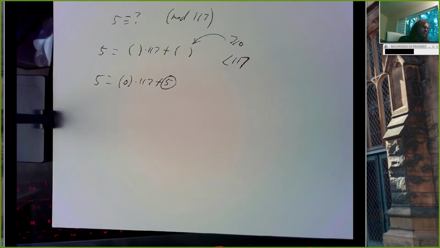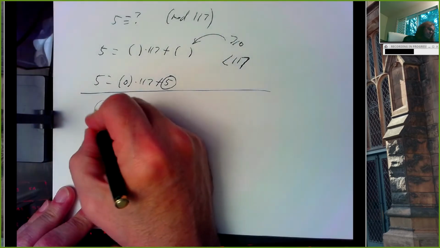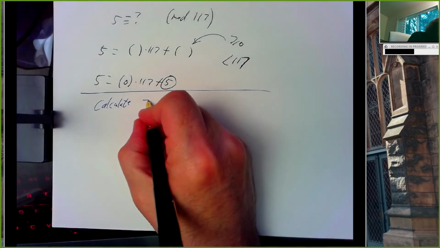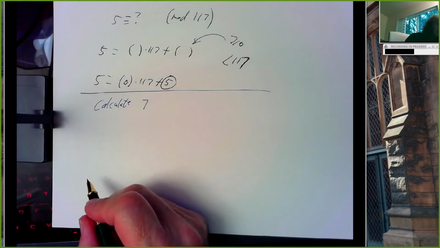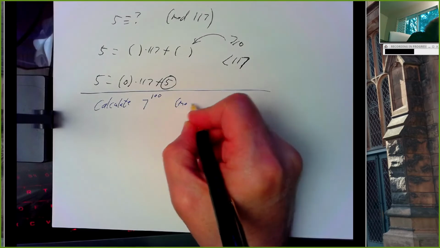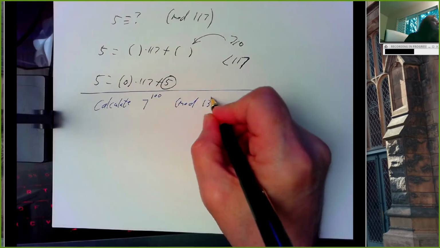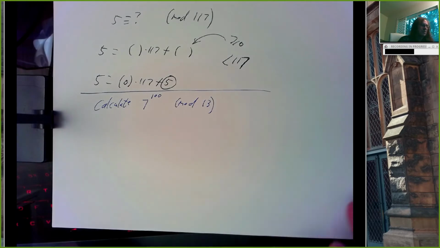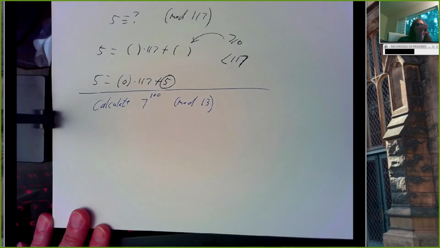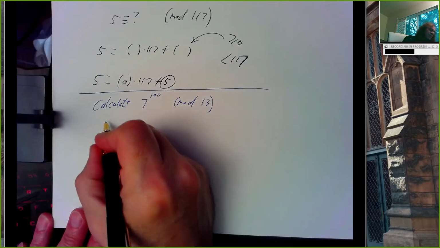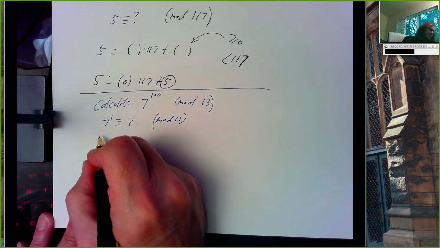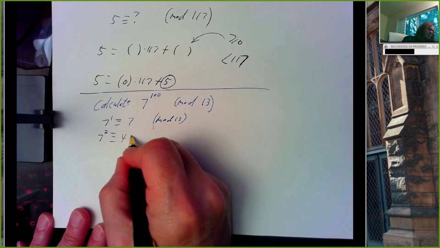So let's calculate 7 raised to the, I don't know, we'll go to the 100th. And let's go modulo 13. I don't know if that'll work out well or not. Alright, so the first thing we do is calculate powers of 7. We calculate 7 raised to powers of 2. So 7 to the first is just 7 modulo 13. 7 squared we know is 49.